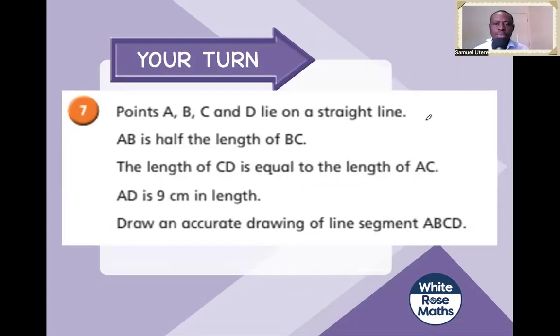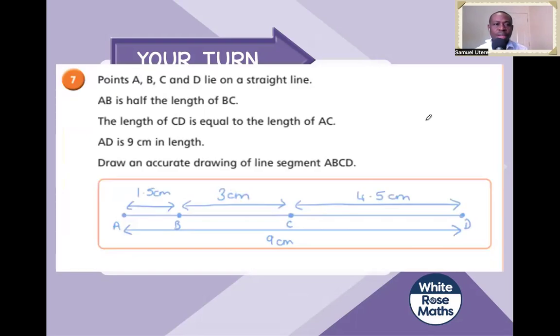Pause the video and answer question 7 in 2 minutes. Assuming you've paused the video and you've answered question 7, here are the answers. For question 7, you were asked: points A, B, C, and D lie on a straight line. AB is half the length of BC. The length of CD is equal to the length of AC. AD is 9 centimeter. So the first thing we do is we draw the line segment 9 centimeter.